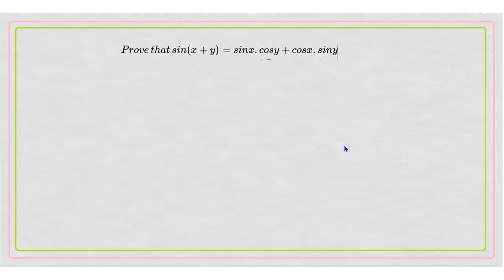Next, you take this result. Prove that sin of x plus y is equal to sin x cos y plus cos x sin y. For this, you consider sin of x plus y. This can be written like this: cos of pi by 2 minus x plus y, because we know the result cos of pi by 2 minus x is equal to sin x. Here in place of x, x plus y is there, that's all.